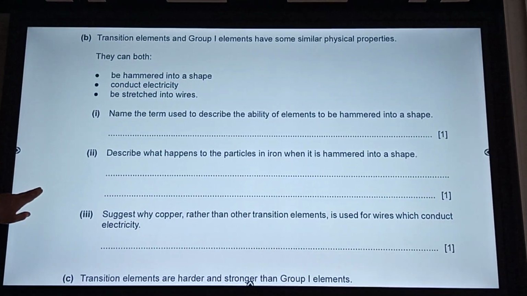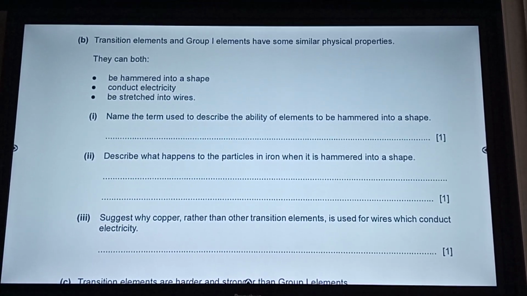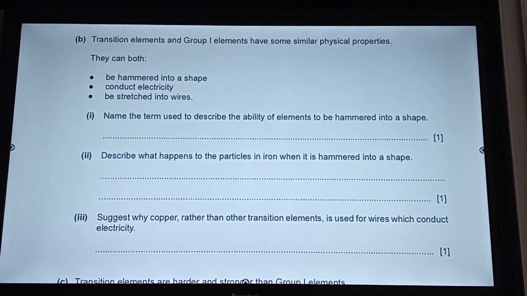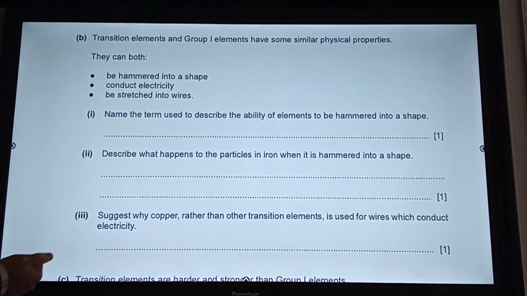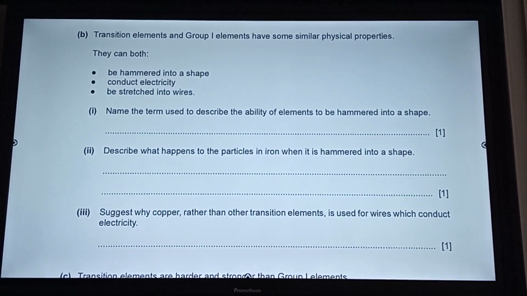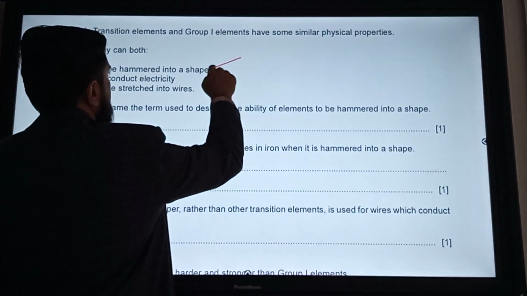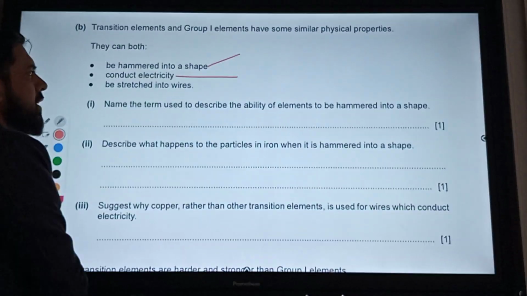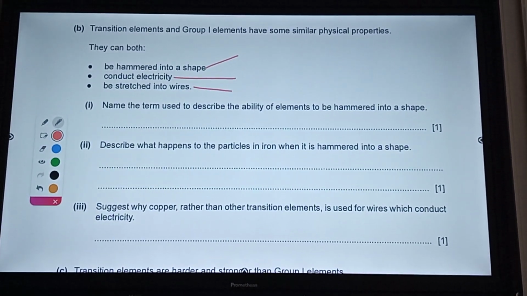Next, B part, transition element and group 1 element have some similar physical properties. They can both be hammered into a shape, conduct electricity, be stretched into wire. So remember, this is malleability, this one is electrical conductivity due to the presence of free electrons, and this is again malleability, but it's called ductility.